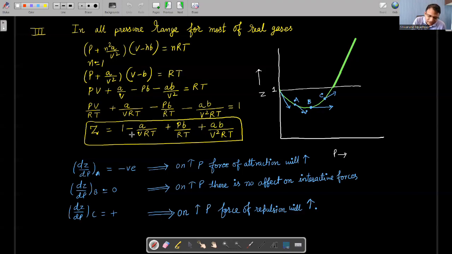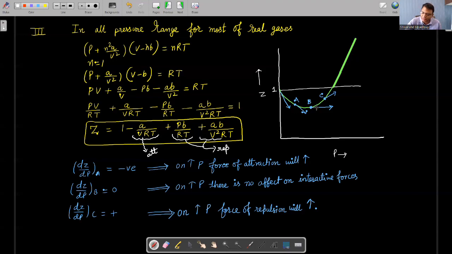So from here we can say that this minus sign indicates that this contribution is because of attraction, and these two are positive things. So we can say that this is because of repulsion. So there are both types of interactions, attraction and repulsion. That's why, when we are discussing in all pressure range, in low pressure range on increasing pressure, the value of Z is going to decrease. In high pressure range, it is linearly varying.